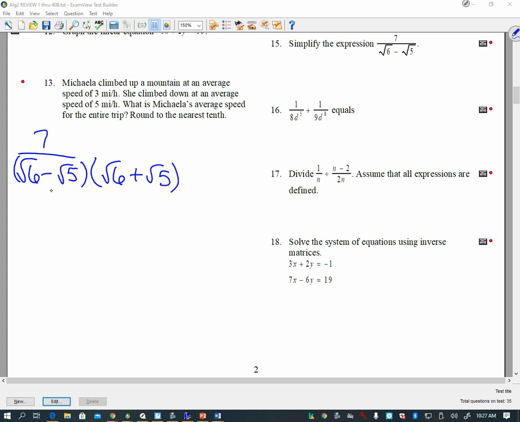Radical 6 plus radical 5. Just on the denominator, right? We don't have to do it on top? Oh, you do have to do it on top. Radical 6 plus radical 5 on top. So in the numerator, it's just 7 times each of those things. You just distribute. So what do I get? 7 radical 6 plus 7 radical 5.